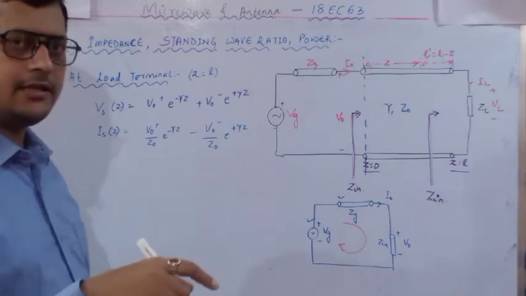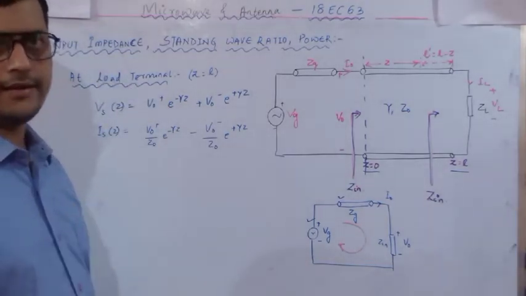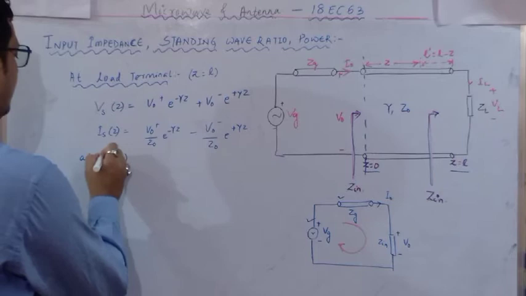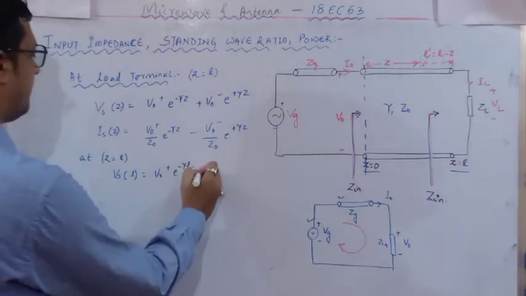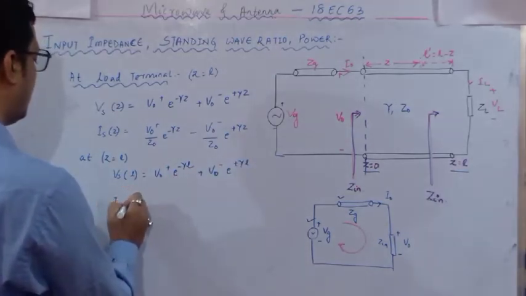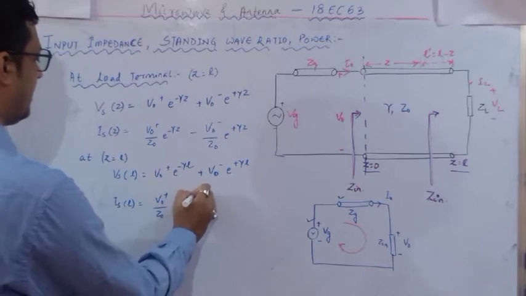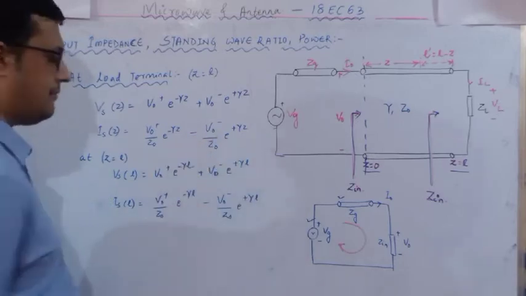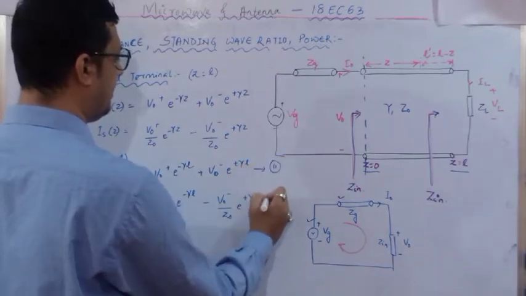Now what we have to do, as we have done for z equals 0, substituting the value of z as 0, and we have calculated our V0 plus and V0 minus. Similarly, here also we are going to calculate it. So at z equals L, Vs of L equals V0 plus e to the power minus gamma L plus V0 minus e to the power plus gamma L. Similarly, Is of L equals V0 plus divided by Z0 e to the power minus gamma L minus V0 minus divided by Z0 e to the power plus gamma L. Done. Now with the help of these two equations, let the equations be 11 and 12.